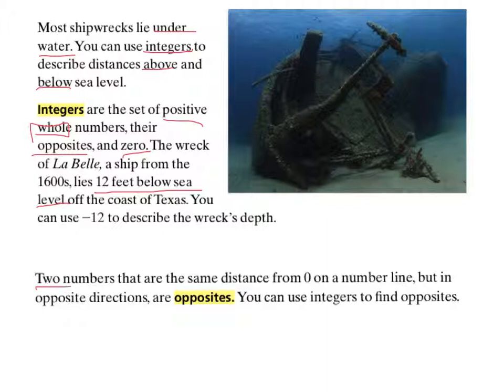Two numbers that are the same distance from zero on a number line, but in opposite directions, are opposites. You can use integers to find opposites. Remember, integers are whole numbers. So a decimal, like 1.2, is not an integer because it is not a whole number.